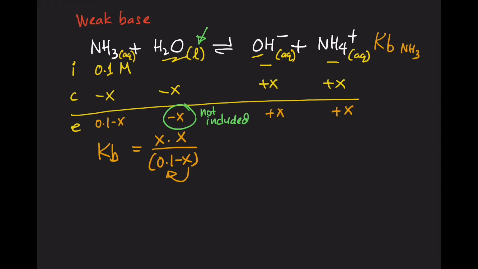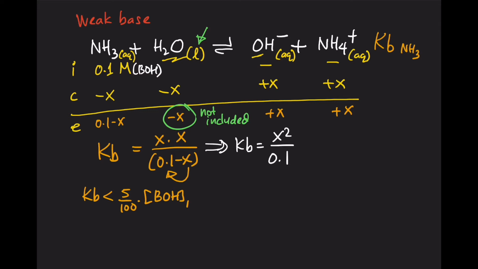Again, the assumption is that the Kb is smaller than 5% of the initial concentration of the base. Let's write it down as BOH. So this one is a base. Initial concentration, in this case, is 0.1. And if the Kb is 5% smaller, then we can also assume that X is super small. So we can then transform this equation into this form. Kb is equal to X squared divided by 0.1 only.